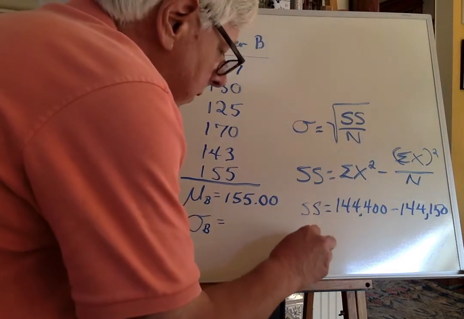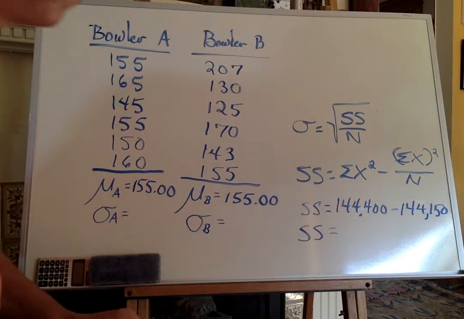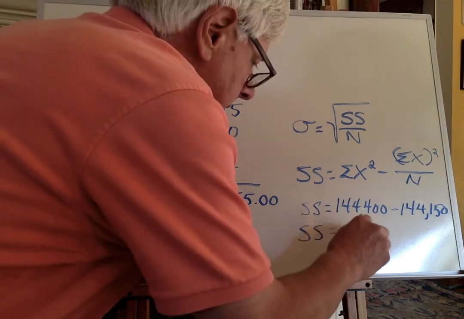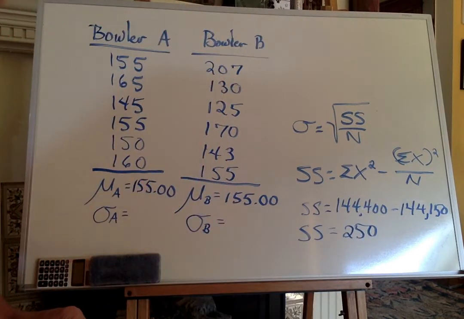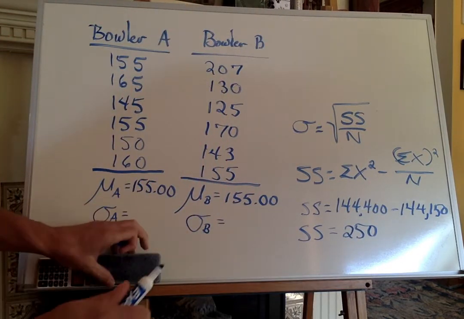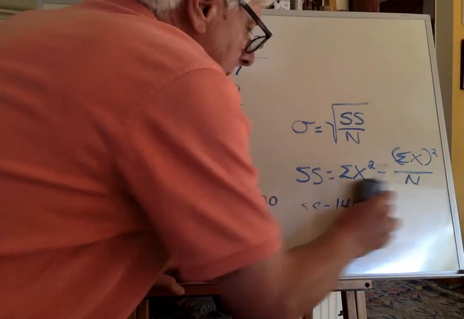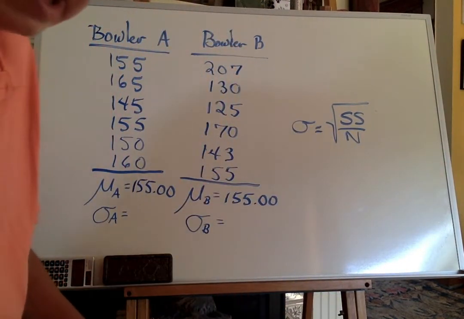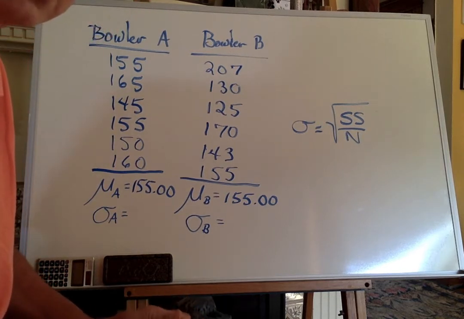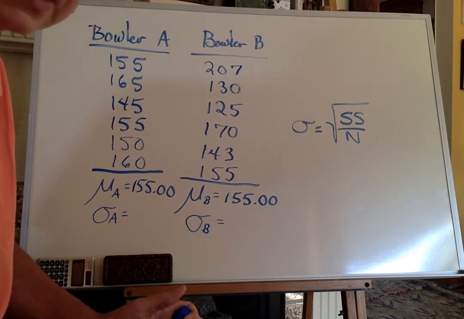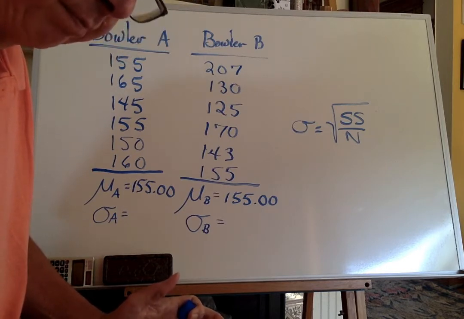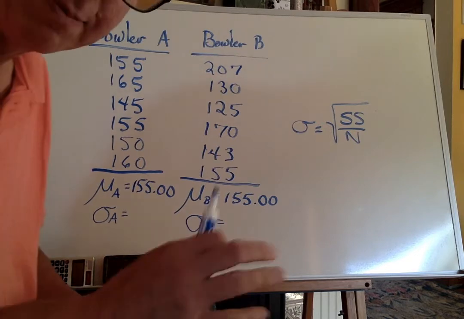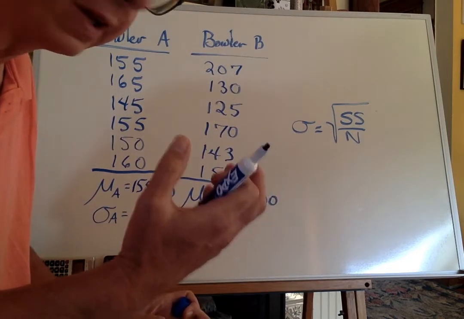So the sum of squares for bowler A ends up being 250. Okay, 250. Now I'm going to plug that in to this formula. By the way, in case I haven't said it, you'll certainly be able to look up the formulas for the exam. So we don't need to memorize these formulas, okay? I don't like memorization. I like thinking and figuring out.